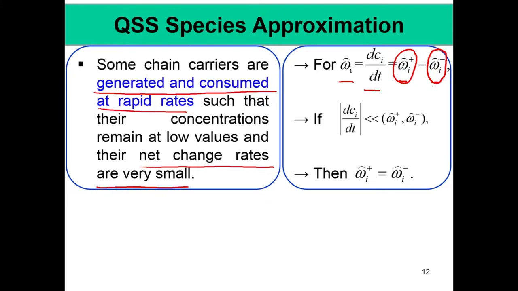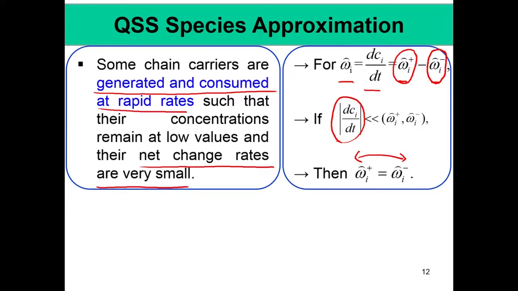So, this is called the QSS condition, which means that the concentration of the species I does not change too much. What it means is that this is an ordinary differential equation, whereas this is an algebraic equation. So, even though it is implicit, we have reduced the complexity of our problem by going from a differential equation to an algebraic equation. Okay.